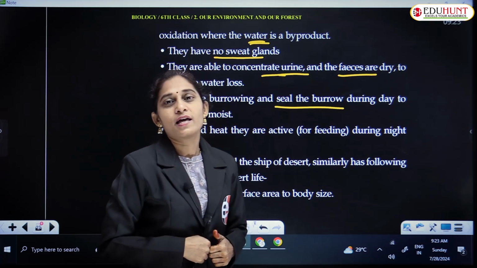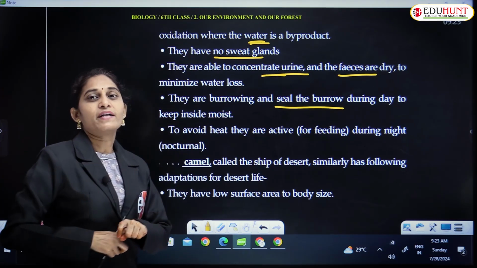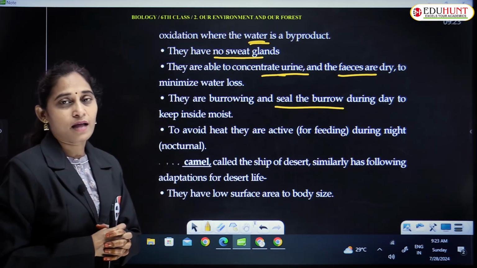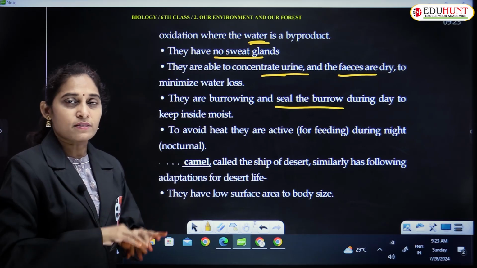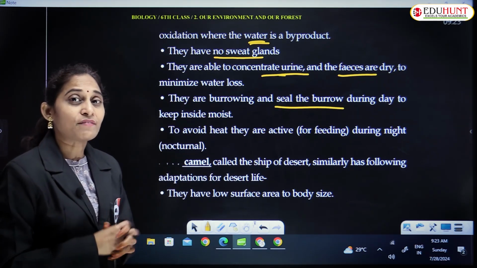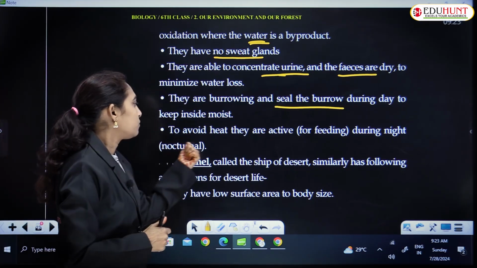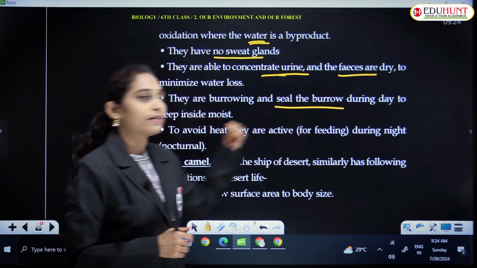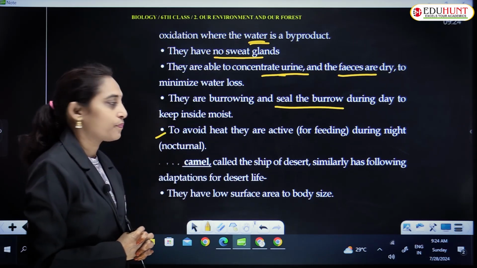We are diurnal animals, whereas the desert animals, to avoid the unfavorable conditions, they live in burrows. They keep the surroundings moist by living in burrows, and also they are active during night. They come out of that burrow during night. And to avoid heat they are active for feeding during night. As I said, they are nocturnal in nature.